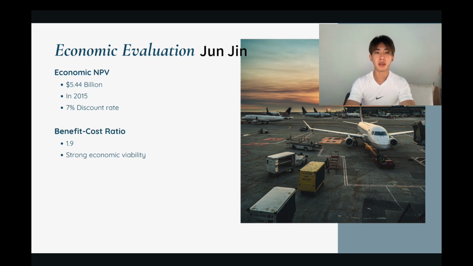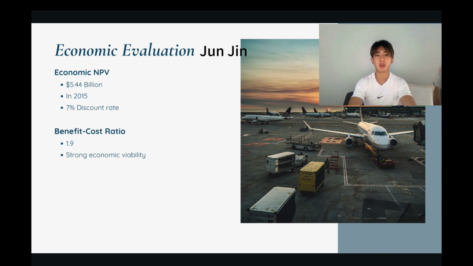Thanks to Chengyu for talking about the financial aspect of the project, and I'm going to present the economic side of the Western Sydney Airport project. According to the Department of Infrastructure business case, the project achieves an economic net present value of around 5.44 billion in 2015, discounted at 7%, and a benefit cost ratio of 1.9. This means that every dollar invested will generate almost $2 of value for the Australian economy.